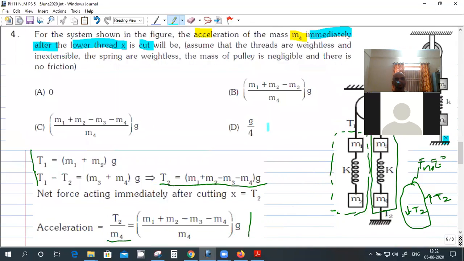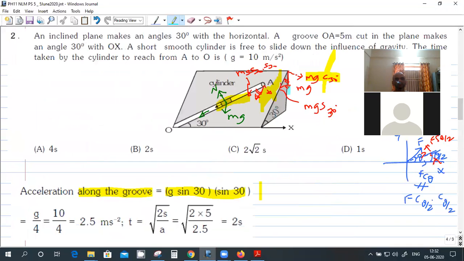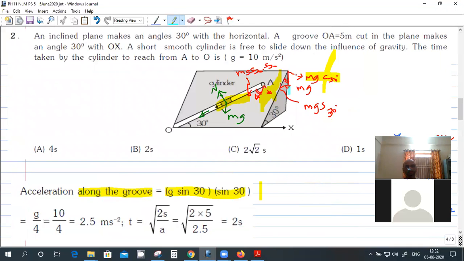Any questions? No, sir. Go through the notes. These are all important concepts.